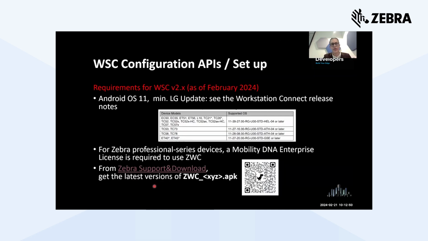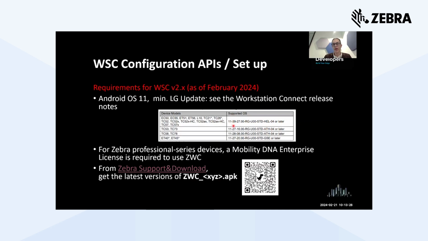So let's move to the Workstation Connect Configuration API setup. The first thing to check is the basic requirements. With Workstation Connect version 2.x, which is available as of today, you have one important dependency, Android 11. And so you have to stick to that OS version to run Workstation Connect safely, and also observe a minimum LifeGuard update version, which is reported in the second column here with the name supported OS.